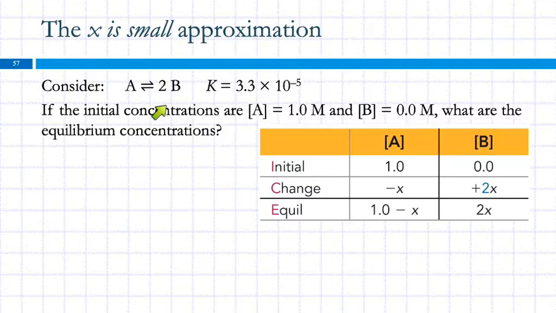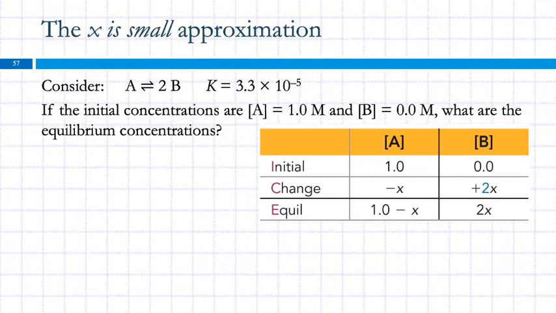So here we have A going to 2B. The equilibrium constant is small, 3.3 times 10 to the minus 5. The initial concentrations are 1 molar and 0. What are the equilibrium concentrations? So the initial concentration for A is 1. The initial concentration for B is 0. A is going to change by minus x. B is going to increase by plus 2x. And so here we've got 1 minus x and here we have 2x.